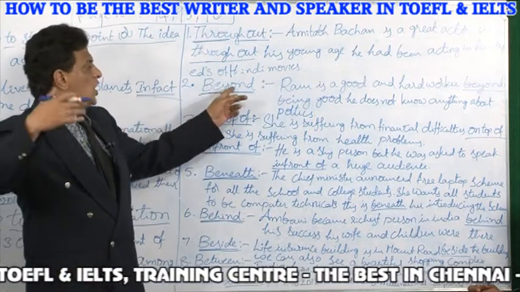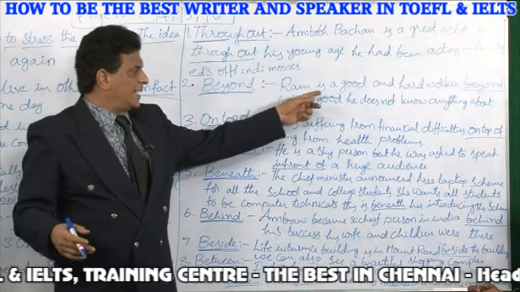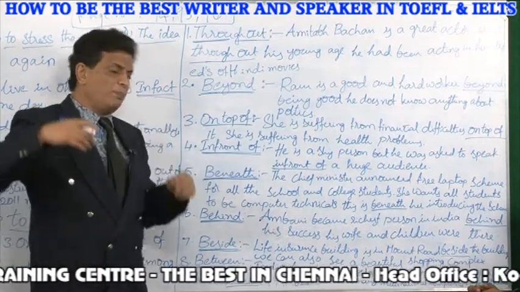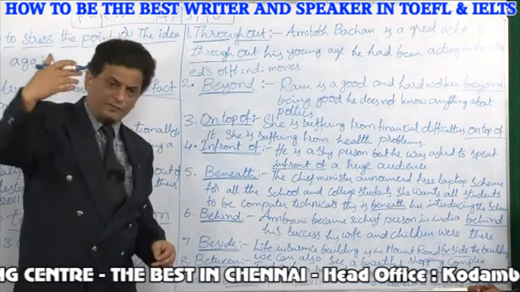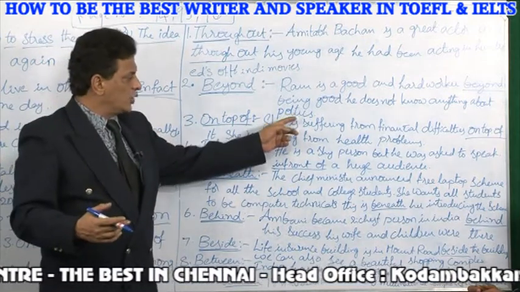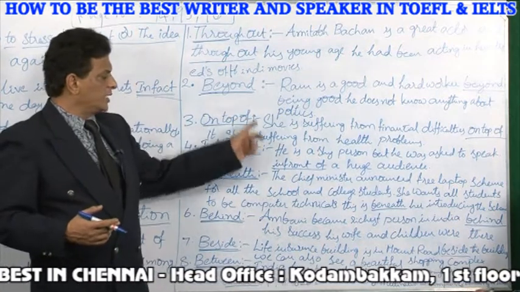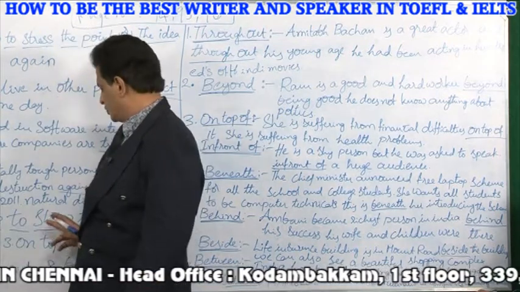Next is beyond. Ram is good and a hard worker. He is a very good and hard worker. Beyond being good, apart from that, he doesn't know anything about politics. He doesn't know anything about politics. Beyond, once again, helps to show the location.